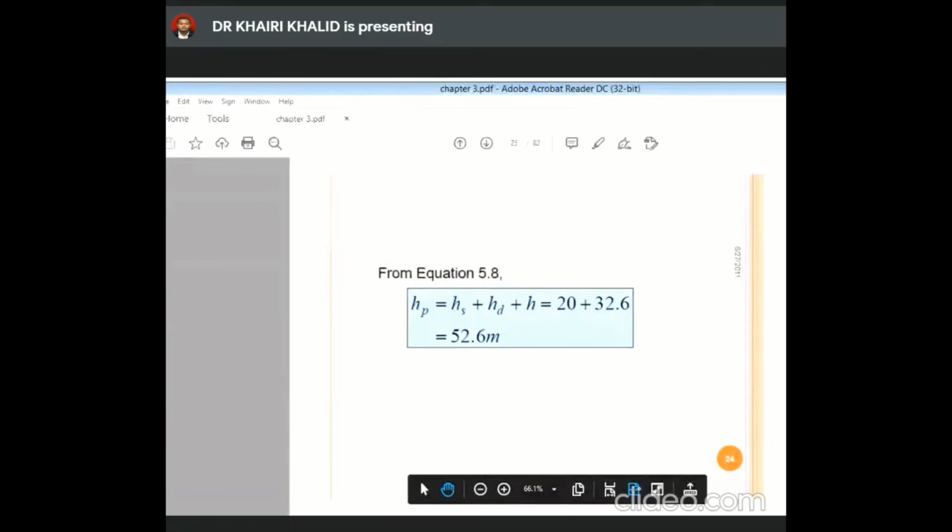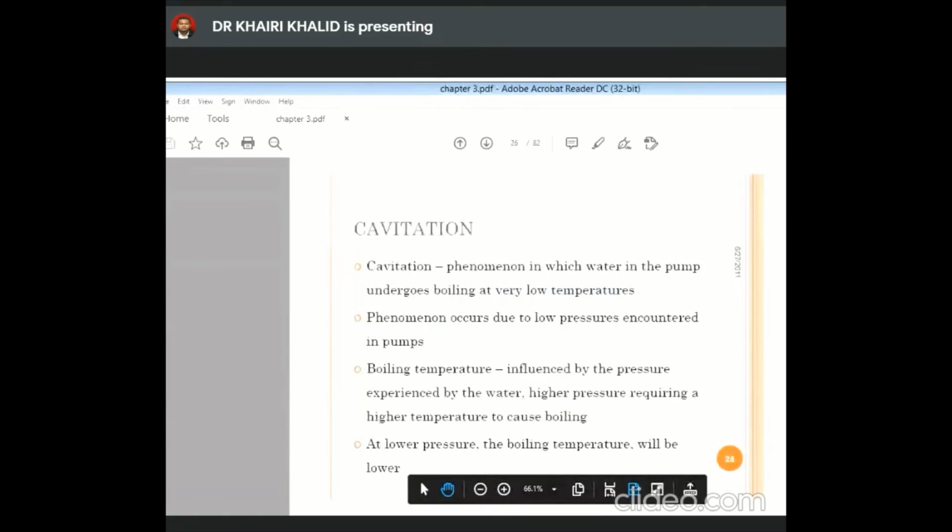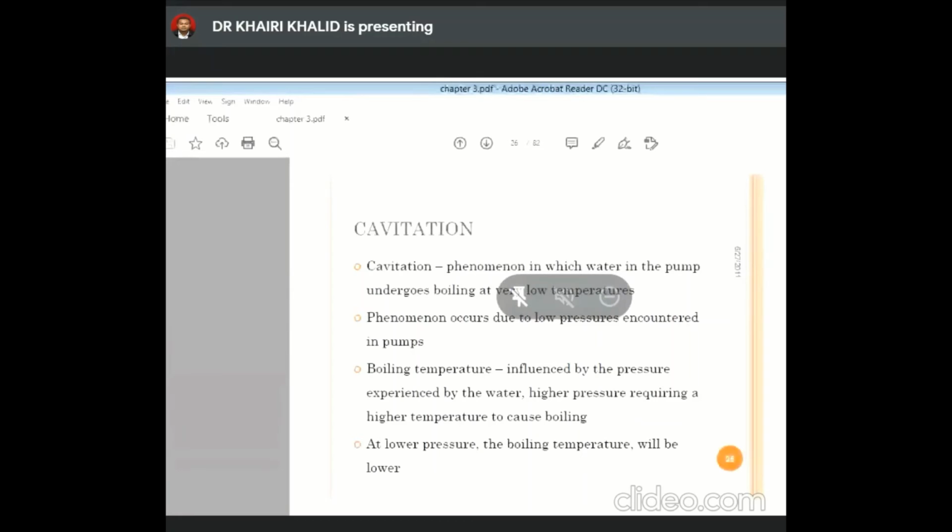So why do we need this? In our class this morning, I will focus until cavitation, because my next video on the issue will also cover cavitation. What is cavitation? In Bahasa it is peronggaan, where we have bubbles. Let's first look at cavitation in terms of the theoretical part.